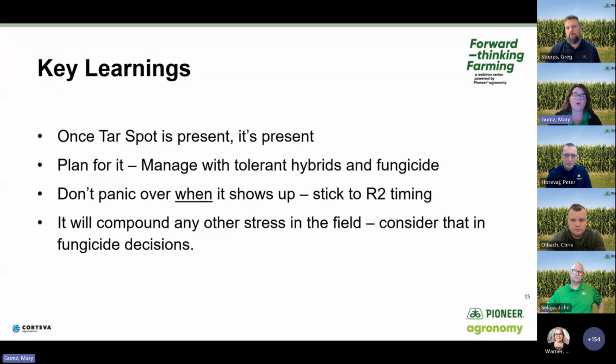We had tar spot show up in early June this year over in Iowa. And yeah, there was a lot of panic about if it's here in June, how bad is it going to get? How many times are we going to have to spray? And it looks like that generally R2 timing is still what we needed to do. But also just remember, it will compound any other stress in the field. So consider that in fungicide decisions. If you had wet feet early, or if you have a droughtier situation or something else stressing the crop, it's going to move faster through your crop than it would through a healthy crop. So consider that in your fungicide decisions.